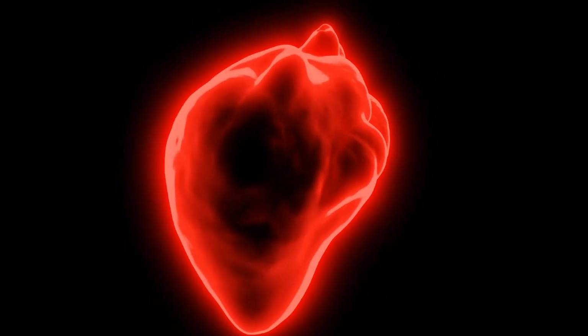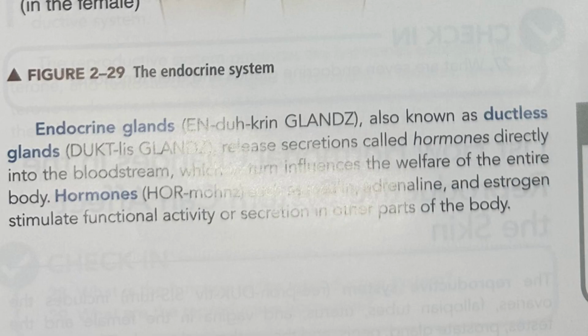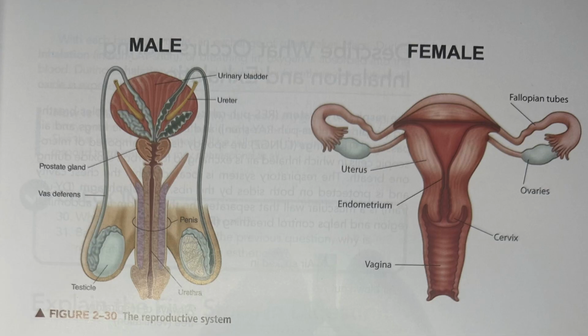Endocrine system. Glands release hormones. Examples: pituitary, thyroid, adrenal, ovaries, testes. Hormonal changes in skin, acne, hyperpigmentation, dryness, or sensitivity can all result.